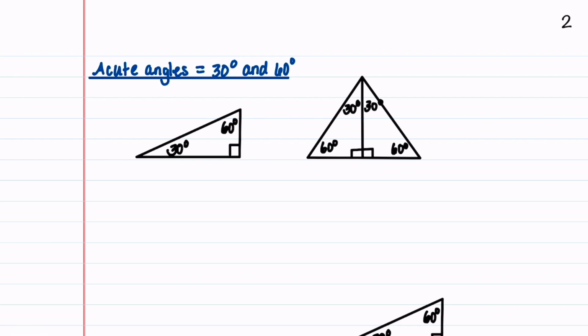Let's now look at a triangle where our acute angles are 30 degrees and 60 degrees, and we'll find the lengths of each side of the triangle. Let's begin by labeling each side. The right-hand side will label A. The bottom will label B, and the hypotenuse will label C.